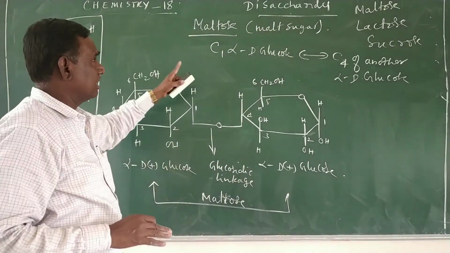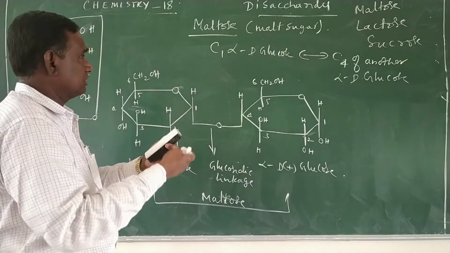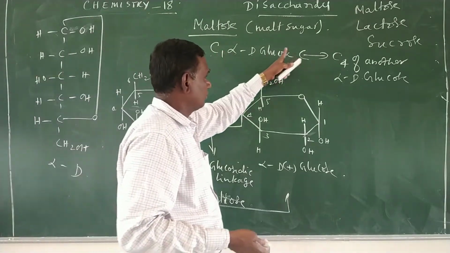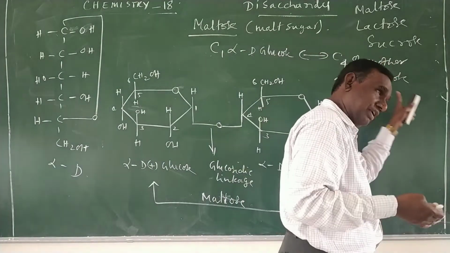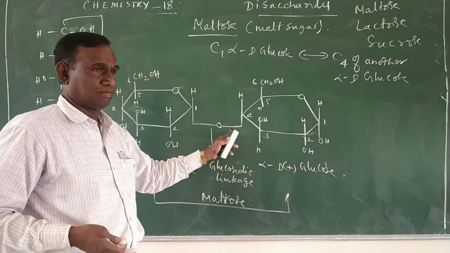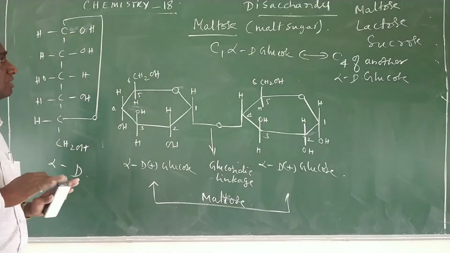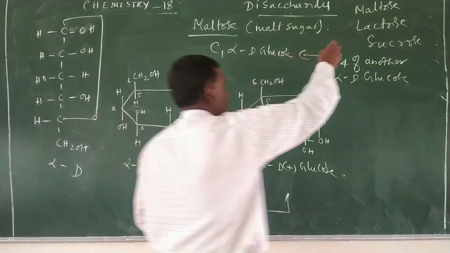Maltose is the disaccharide which is formed by the condensation of C1 of an alpha D glucose unit with the C4 of another alpha D glucose unit. Both are alpha D linked through one oxygen atom. Okay, so this is the maltose structure. So coming to the another one, that is called what?